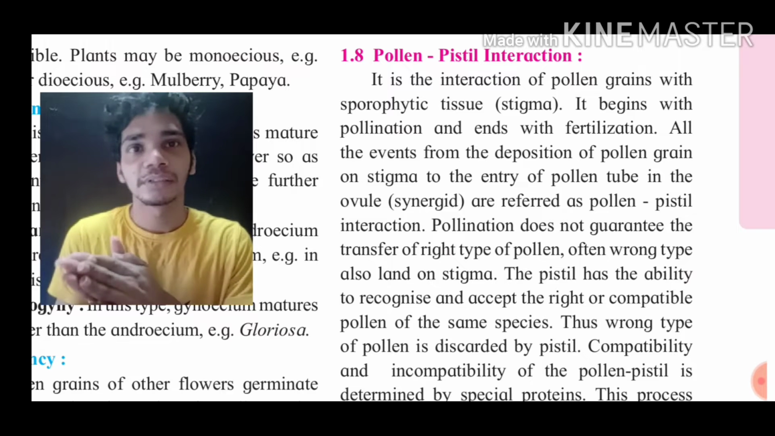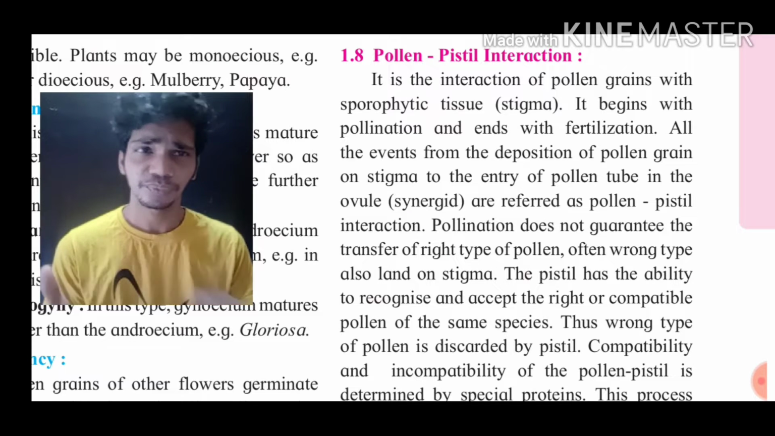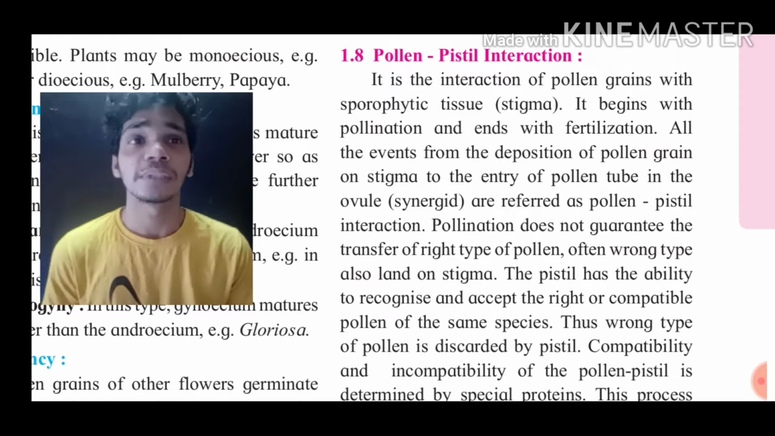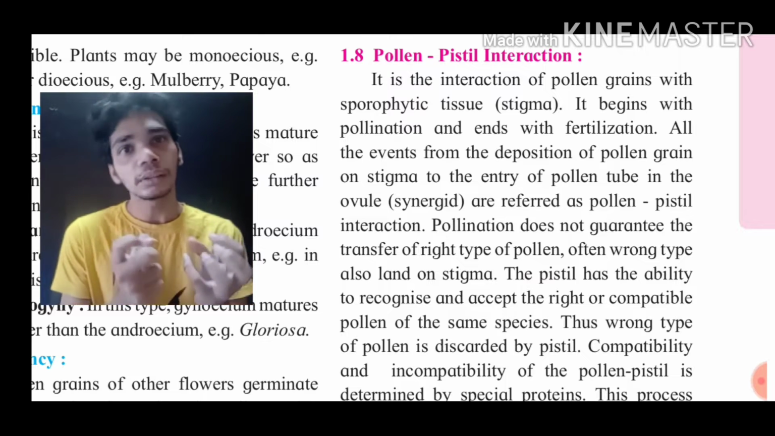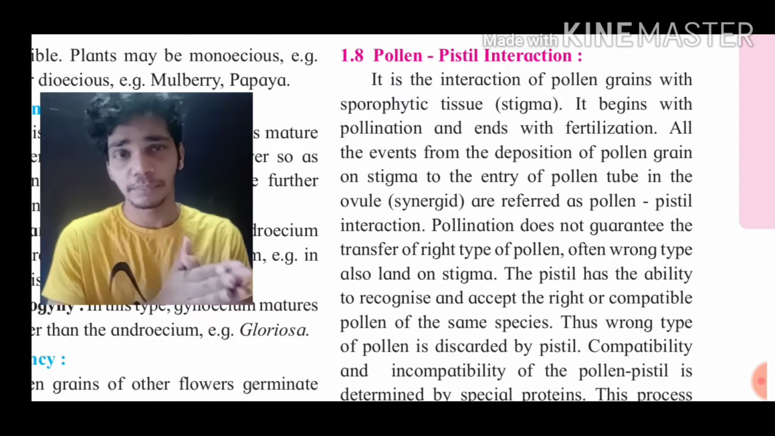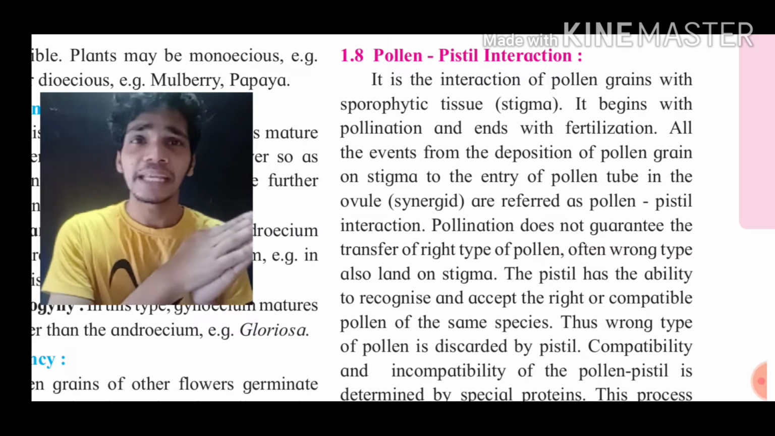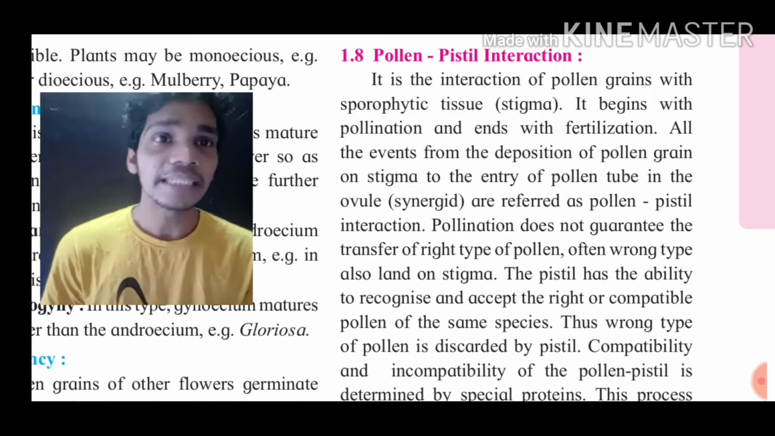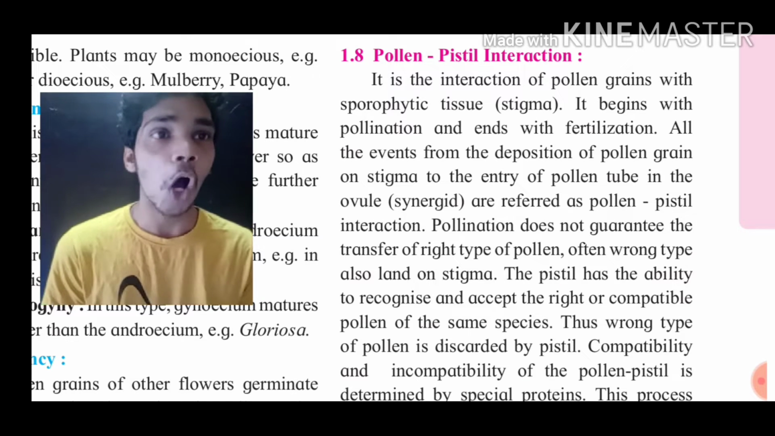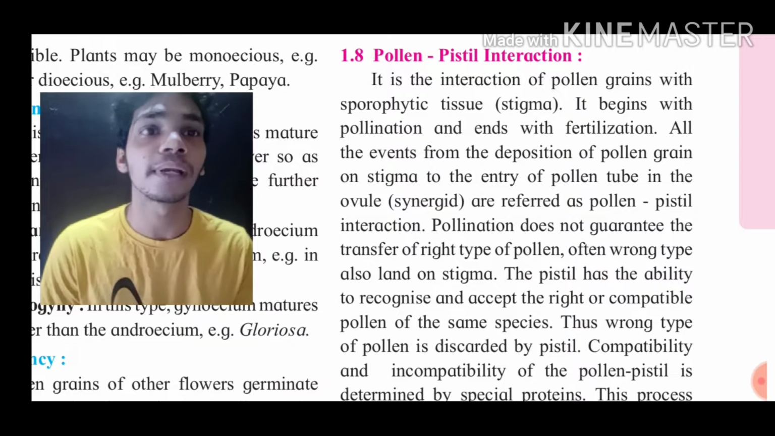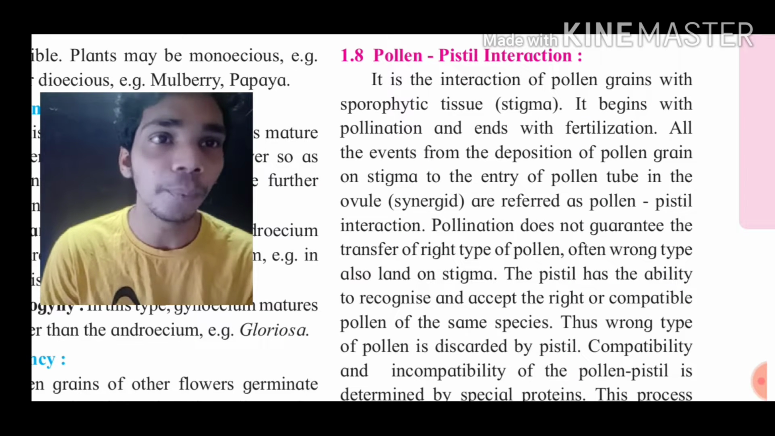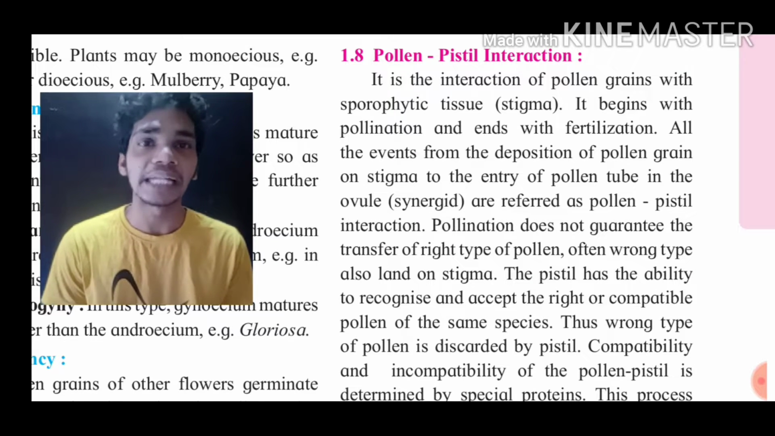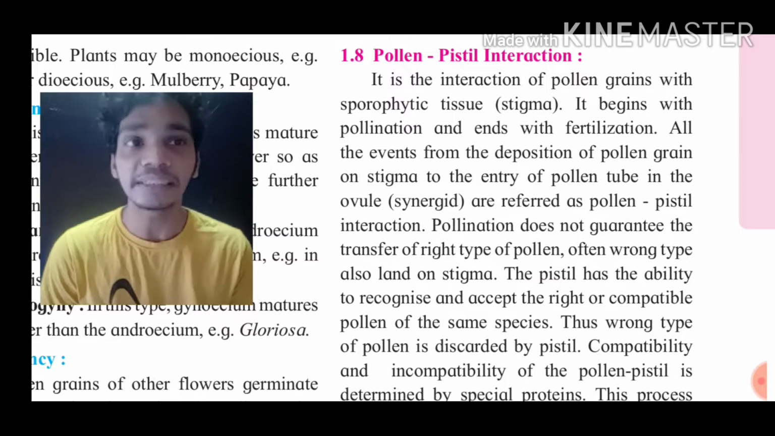Plants require variations, so they require pollen grains that are proper too. So this is the mechanism through which the pollen grains interact, so that they can be filtered out by the mechanism. Let's study how it filters out. The pistil has the ability to recognize and accept the right or compatible pollen of the same species. Thus, the wrong type of pollen is discarded by the pistil. So the wrong type of pollen can be discarded.